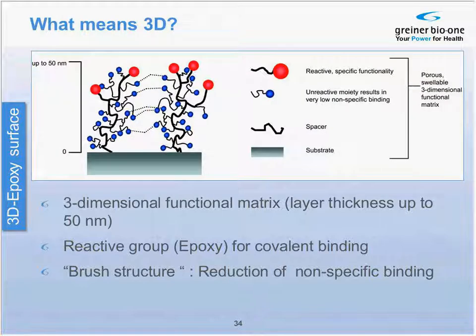3D means that the chemical modification of the microplate surface results in a three-dimensional functional matrix with a layer thickness of up to 50 nanometers. Derivative epoxy groups for covalent binding are located on the outside of a kind of brush structure. This brush structure is, due to its properties, reducing unspecific binding to the plate surface significantly.